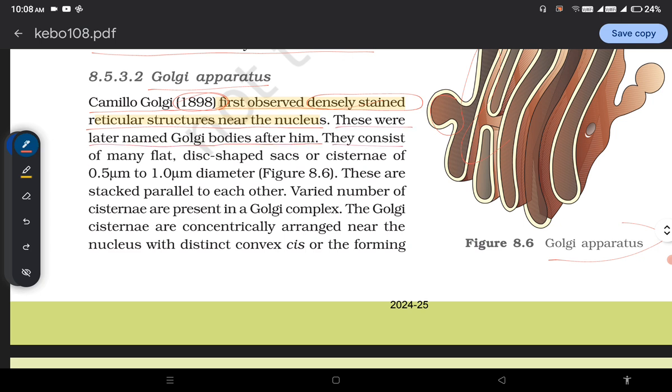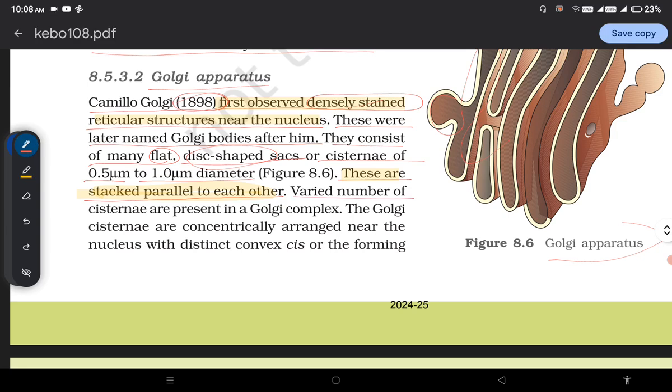They consist of many flat, disc-shaped sacs or cristae of 0.5 to 1 micrometer in diameter. कितना, 0.5 micrometer to 1 micrometer. हाँ. They are stacked parallel to each other. हाँ, कैसा होता है, they are stacked parallel to each other.